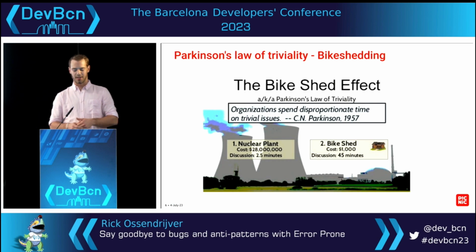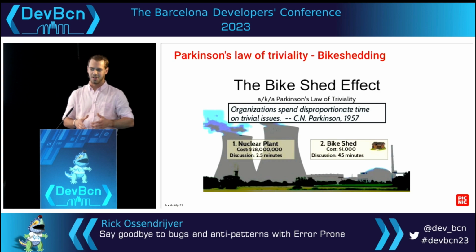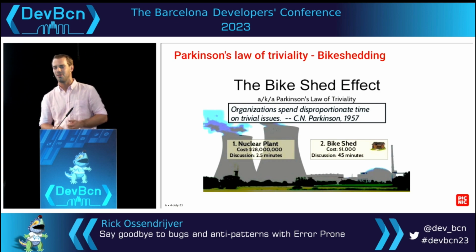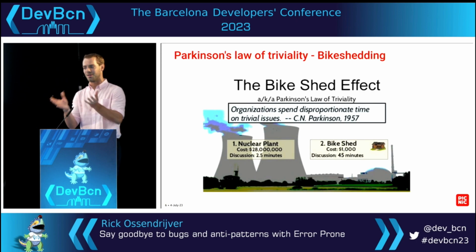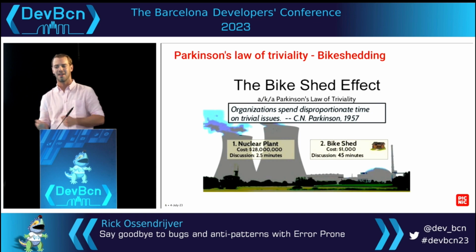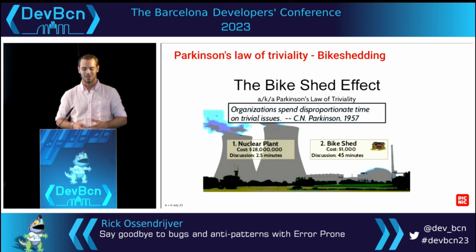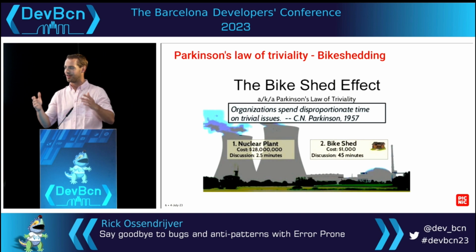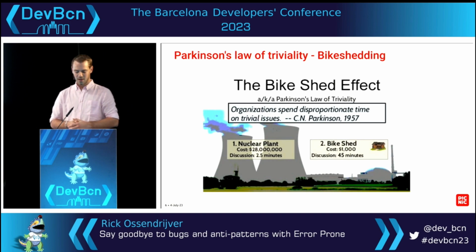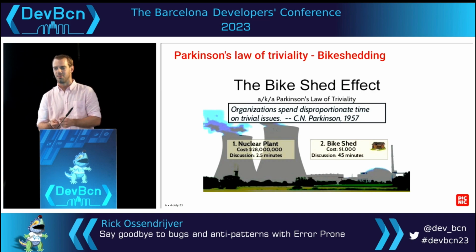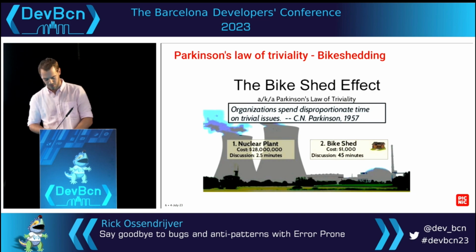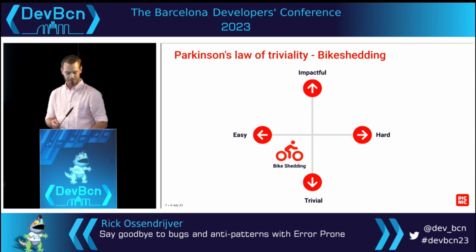So there is this example where they are discussing for only a few minutes a nuclear plant which costs millions, whereas more people have an opinion about the bike shed they are building, which costs only $1,000, and they discuss it, the color and whatnot. So we are focusing on limiting the amount of bike shedding, but what do I mean with respect to code? Well, let me give you an example.